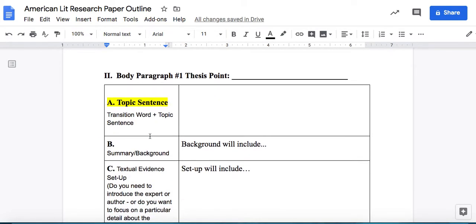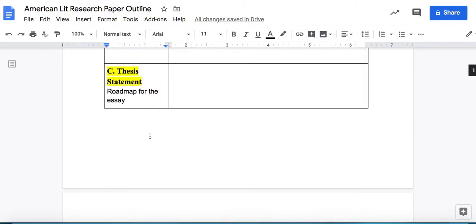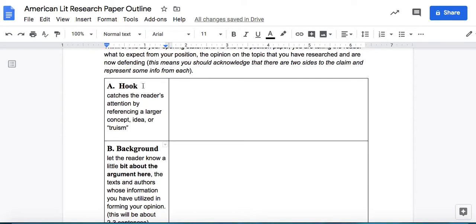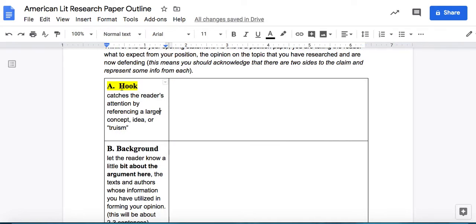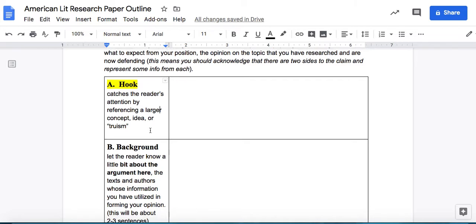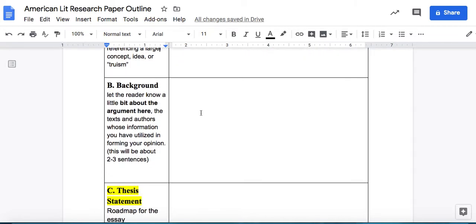Your body paragraph one. So body paragraphs one, two, and three are basically all the same formula. Oh, quick note, my apologies. The only things I want you to write full sentences for are those which are highlighted in yellow. So please do write a hook. That might change, it's okay. But I still want you to write one.